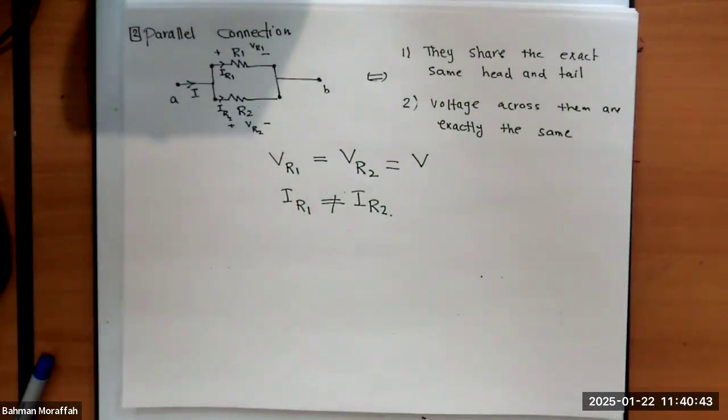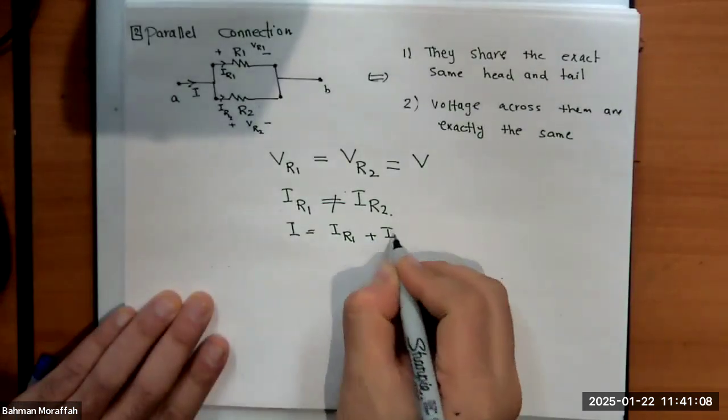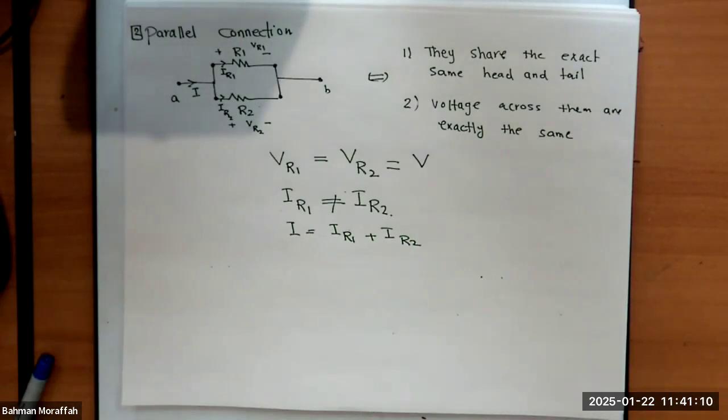And as a matter of fact, if I look at point A, the current that's going into that junction is I. So that I equals whatever current is going through the top resistance plus whatever current is going through the bottom resistance. So I is exactly I of R1 plus I of R2.